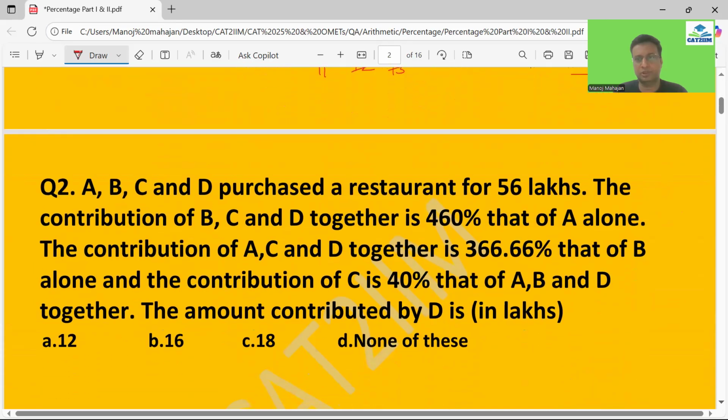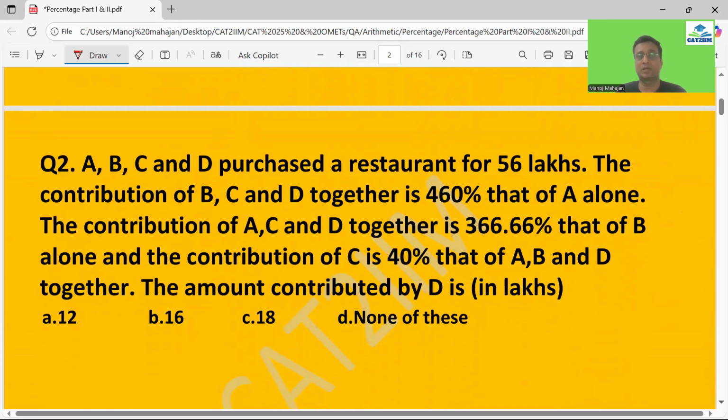It's a wonderful question which we are going to make easy with the help of fractions. This appeared in one of the entrance exams, SNAP. What is given here is that the sum of A, B, C, and D is 56. And the question is, what is the amount contributed by D in lakhs? Always check the units of what they're asking, because it is possible that you can make a silly mistake. So try to avoid mistakes in terms of the units.